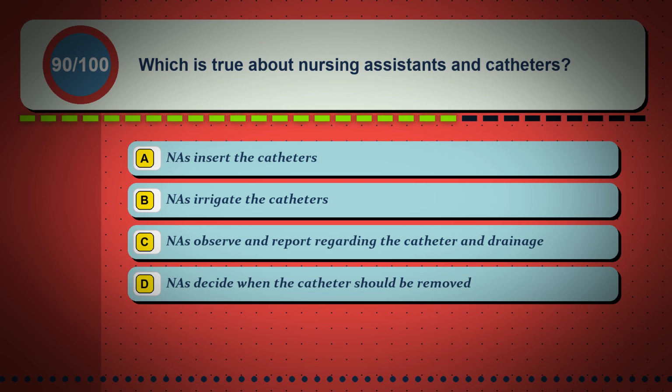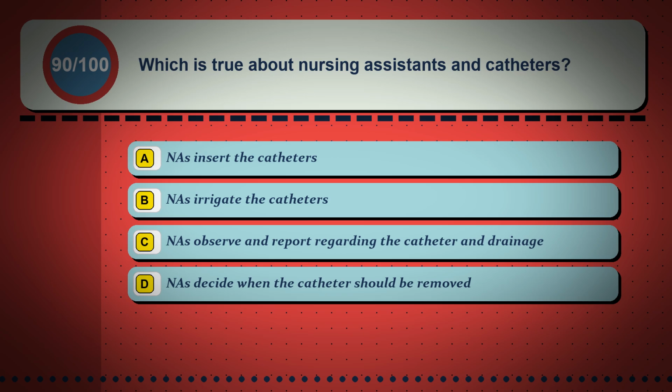Option A, NAs insert the catheters. Option B, NAs irrigate the catheters. Option C, NAs observe and report regarding the catheter and drainage. Option D, NAs decide when the catheter should be removed.